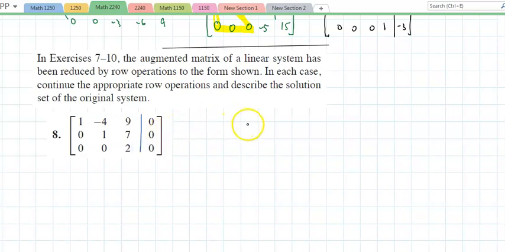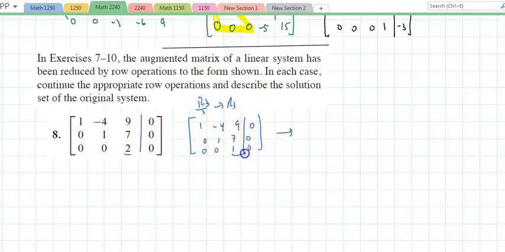right, I could look at this and say, all right, let's see. The only thing I could do pretty much is divide this by 2, right? That wouldn't change anything, but here it is. Row 3 divided by 2, put the result in row 3. That would mean I have 1, -4, 9, and a 0. 0, 1, 7, and a 0, 0, 0, 1, and a 0.